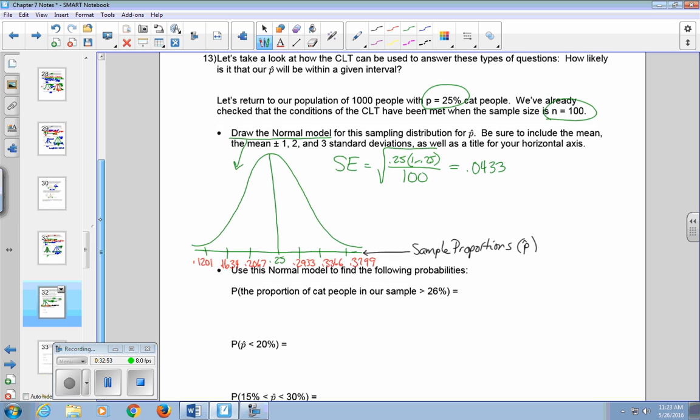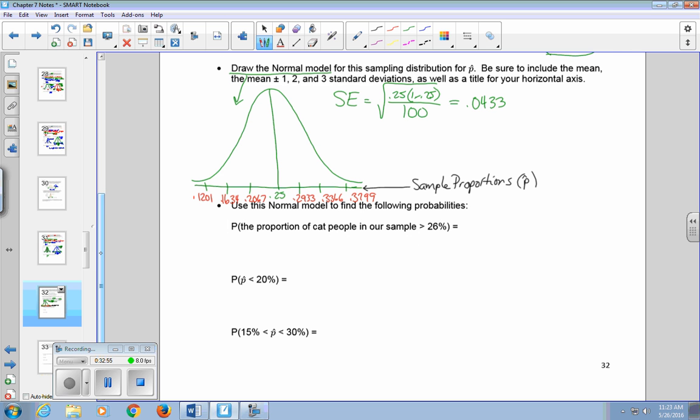Right, so now we're going to use this normal model to find the following probabilities. So we want to find the probability that you get a proportion of cat people in our sample greater than 26%. So greater than 26%, 26% is right here on our axes. So we're interested in this area to the right. This is where our work in chapter 6 starts to come in.